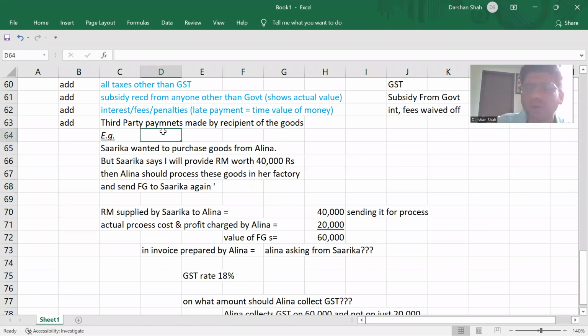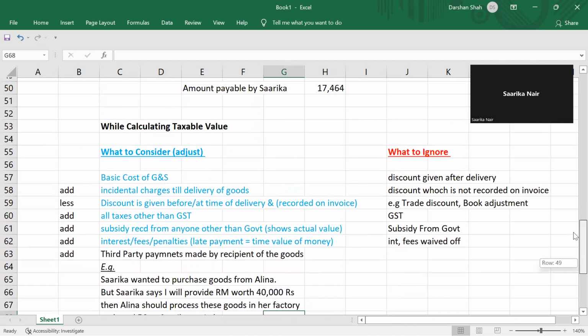Okay, so this was a very controversial clause. People opposed this amendment, but the government said you will have to pay on 60,000 and we will give the credit later on. We'll give the benefit later on to Sarika, but not right now. Sarika has to pay GST on the entire 60,000, even though 40,000 of it was her own raw material. Still, she will have to pay GST on 60,000. Done? Yes, sir. All right.